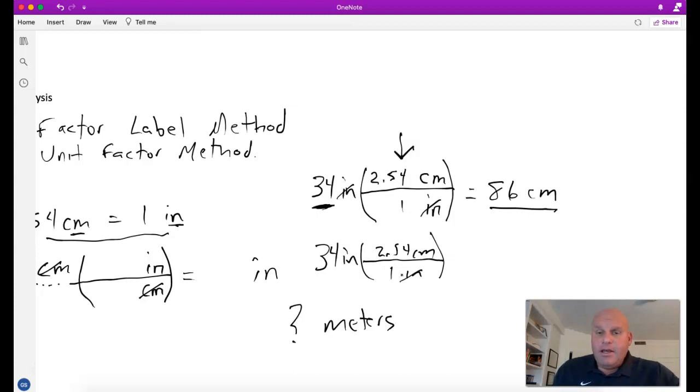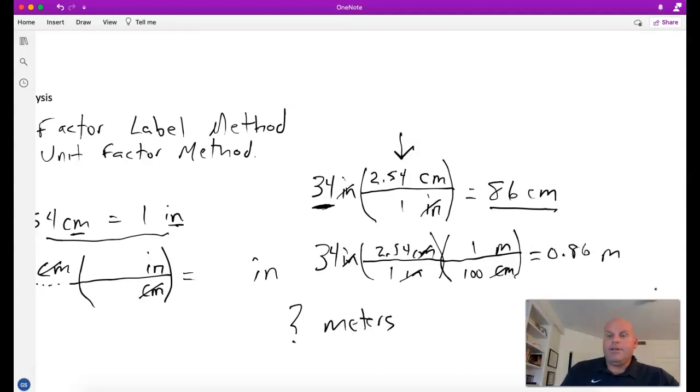Now, I've effectively converted from inches, but I haven't gotten to the unit that the question is asking for yet, which is meters. No problem. All I need to do is add another conversion factor. Now again, units opposite so they cancel. So since centimeters is on top in the first conversion factor, I'll put centimeters down here. And I do know how centimeters and meters are equal. 1 meter is 100 centimeters. So now my centimeters cancel, my inches cancel. I'm left with just meters. Multiply across the top, multiply across the bottom, and divide, and I would have a value of 0.86 meters.